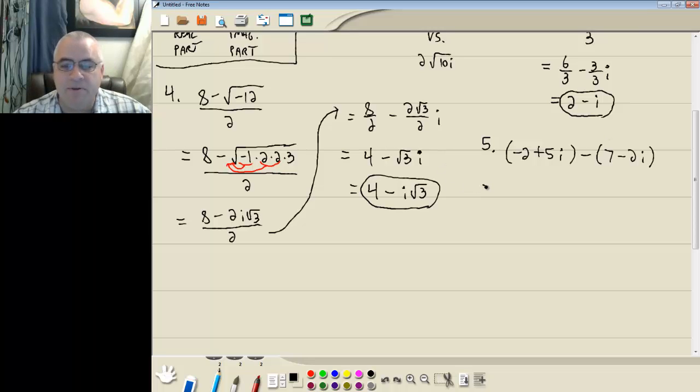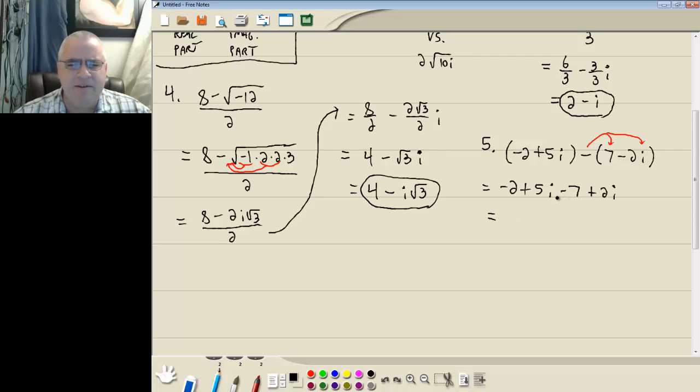Well, if these were variables here, if these were x's instead of i's, my first step would be to get rid of parentheses. Well, this first set of parentheses isn't doing anything, so I can drop them. So we got negative 2 plus 5i. And remember, if you have a negative out in front of your parentheses, it flips the sign of everything inside. So this is going to flip the sign of the 7 and of the negative 2i. Now 7 becomes a negative 7. The negative 2i becomes a positive 2i. It's like multiplying negative 1 through.